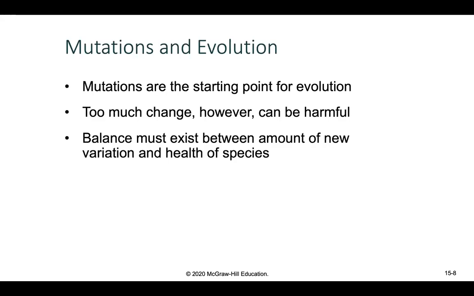So yeah, a balance, like I said here, a balance between new variation and kind of status quo will help increase the health of the species overall. So we're talking overall species, not just individuals here, since we're talking about evolution, which we won't really get into in this class in any detail.